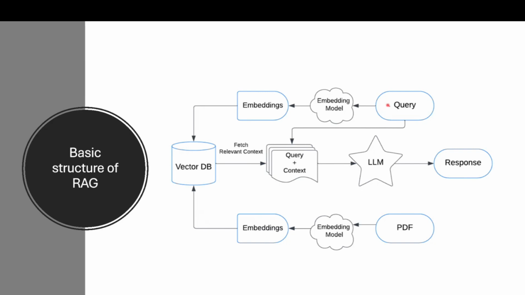So basically, our context, like the question I have asked, will again be given to the embedding model, the same embedding model which we have used earlier, so that our vectors should be the same. And then this embedding model will create an embedding, and that embedding will go to the vector database. It won't store, but it will look for the similar vectors.